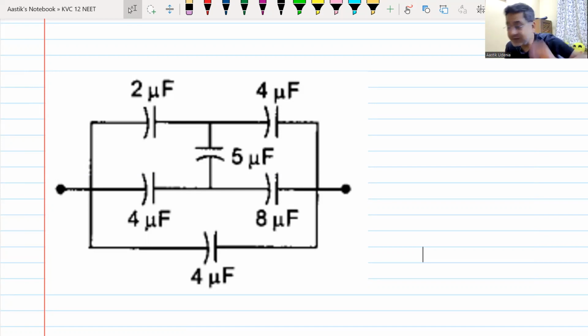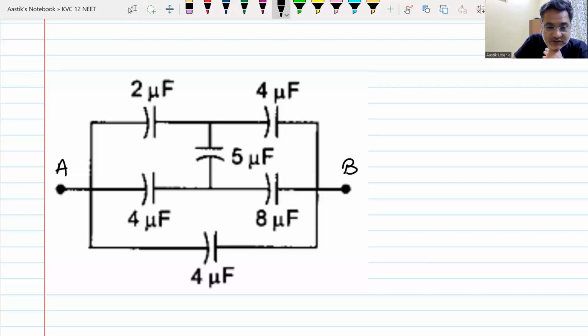Ah, this is the question. We have to land on this moon, and then we will repeat the same statement: one small step for man, a giant leap for mankind. What is the effective capacitance between A and B? I shall give you 2 minutes, 120 seconds, to do this.